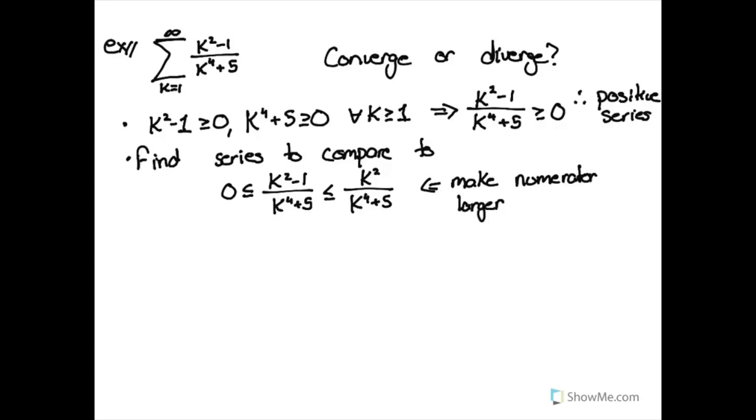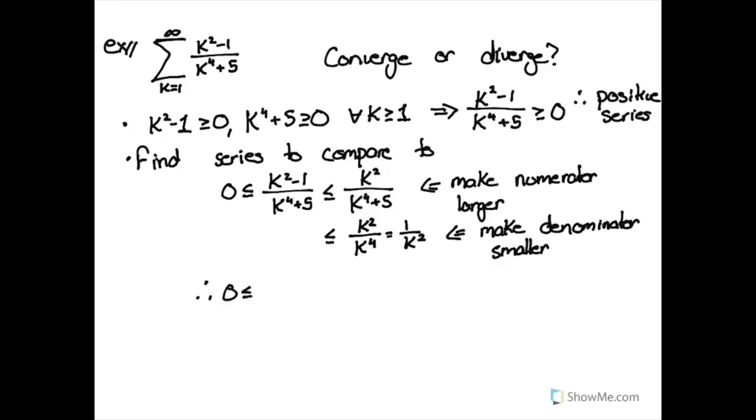Right. And next I'm going to take away the 5 to make the denominator smaller, which makes the whole fraction larger. So this is less than or equal to k squared over k to the 4, which is equal to 1 over k squared. All right, make denominator smaller. Right, so I get that 0 is less than or equal to k squared minus 1 over k to the 4 plus 5 is less than or equal to 1 over k squared.